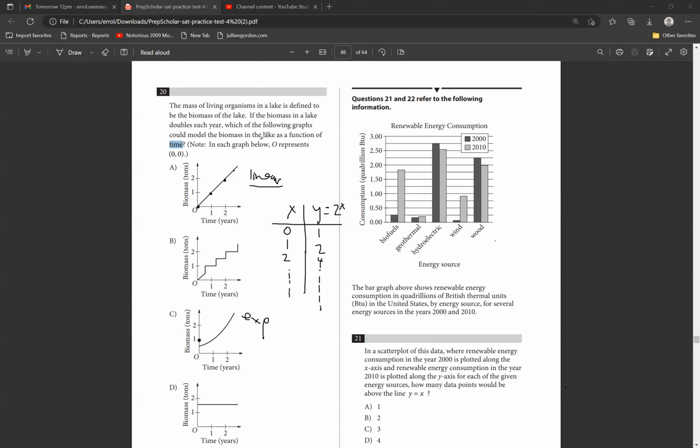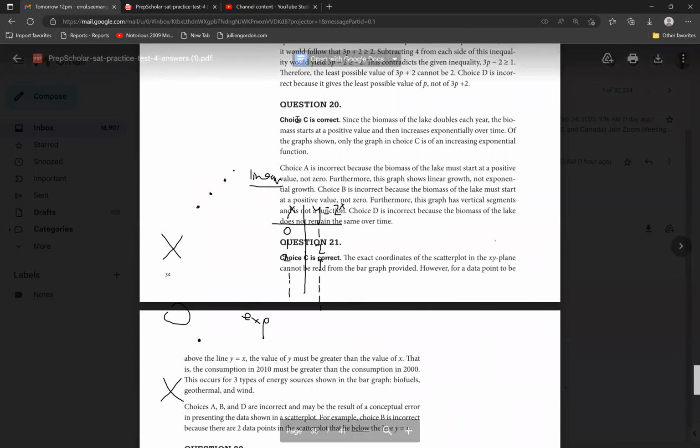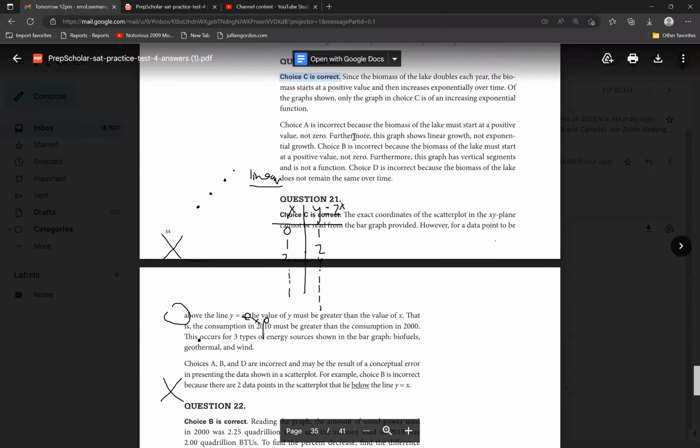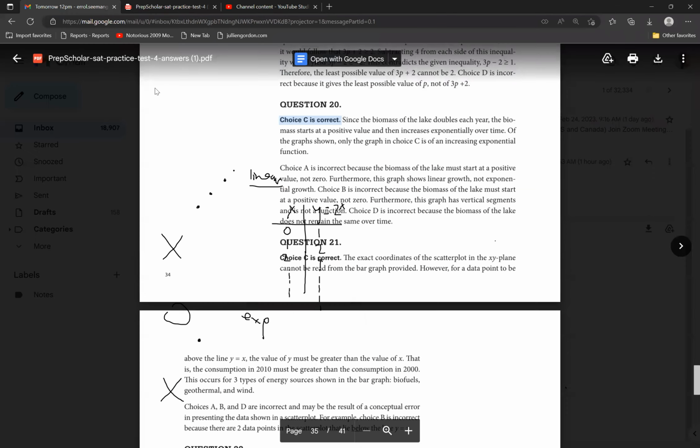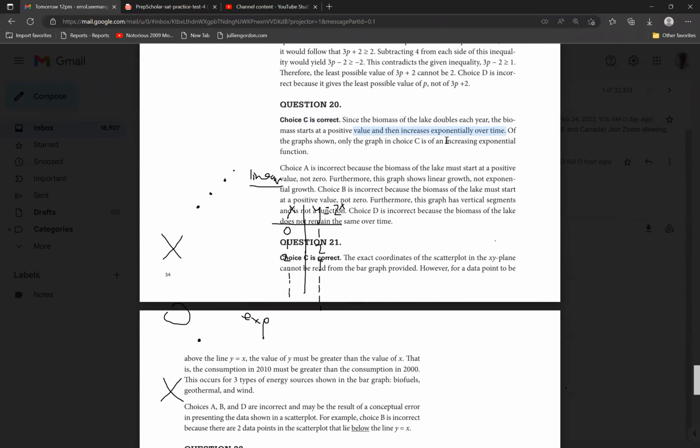Which of the following graphs could model the biomass in the lake as a function of time? What about this one? No, it's not D. Doesn't look like it's B. I'm thinking C because it's exponential, not linear. Let's check 20. 20 is C. Which one did we say? C? Yeah, exponential. Yeah, 20C. Right here: increases exponentially over time. So anytime you have an exponential graph, it'll increase very quickly.